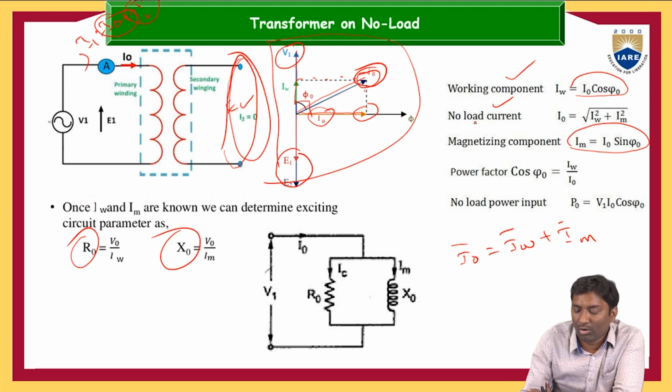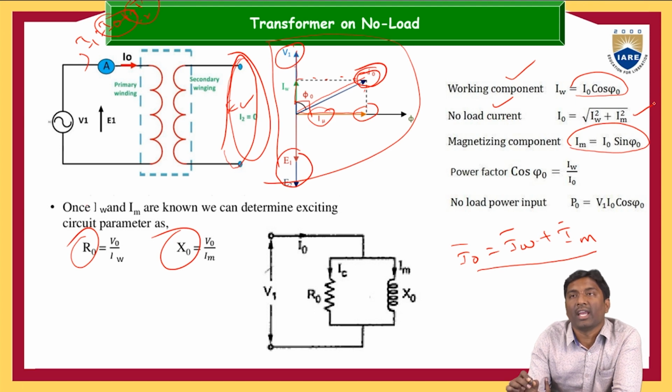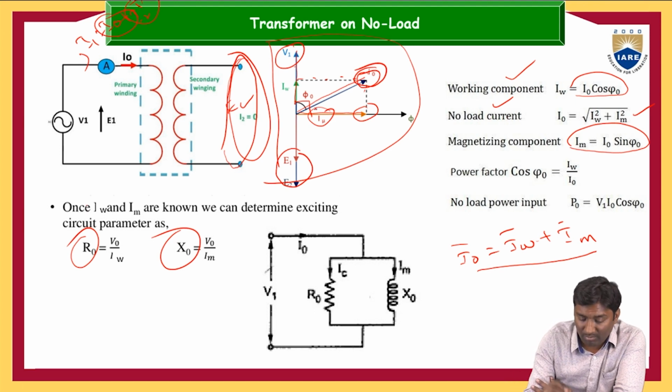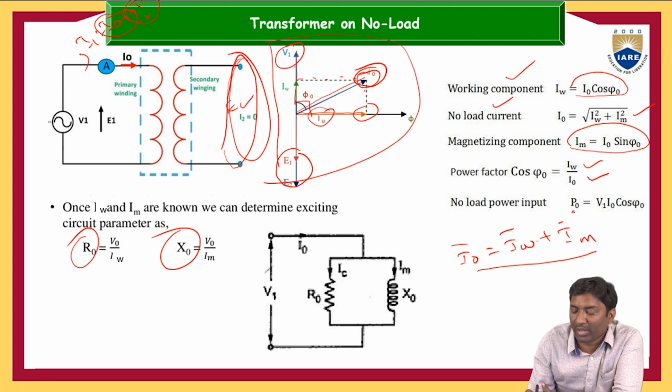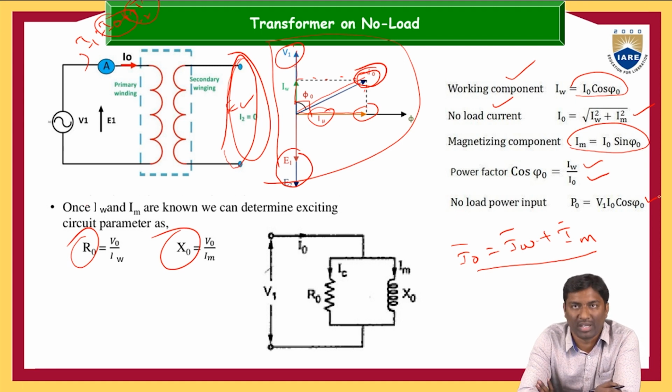Then the no load current I0 is equal to IW plus IM, that is the working component plus the magnetizing component, as a vector sum. So I0 is equal to the square root of IW square plus IM square. From this phasor diagram, the power factor cos phi naught is equal to IW by I0, and the no load power input P naught is equal to V1 into I0 into cos phi naught.